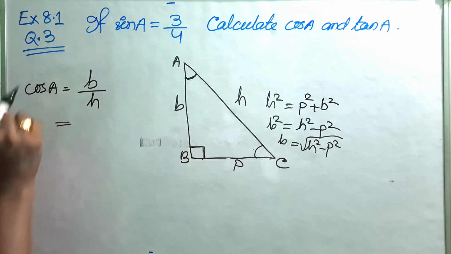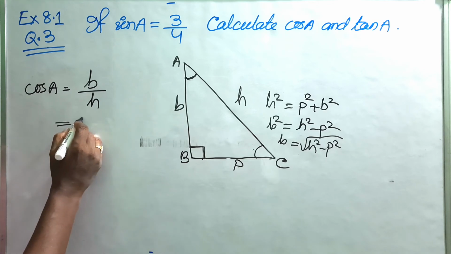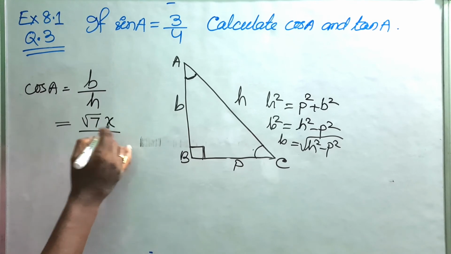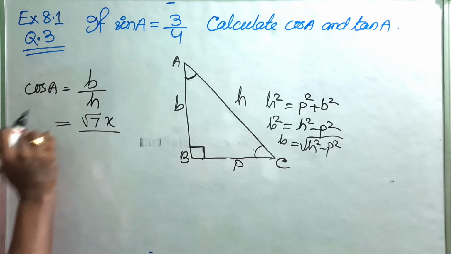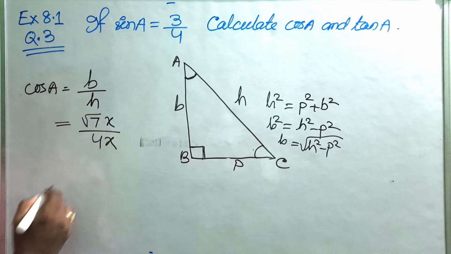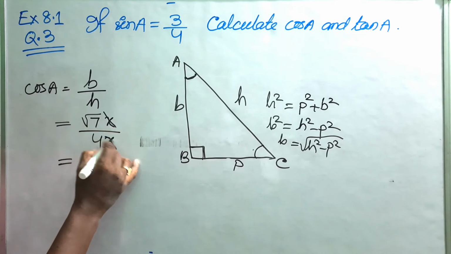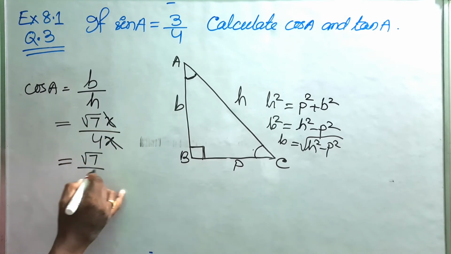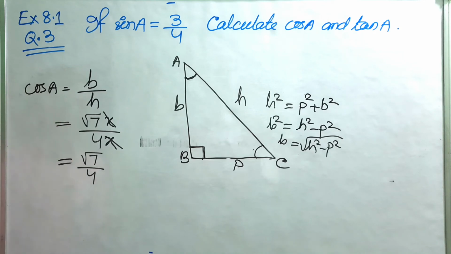Now cos A is equal to B by H. So this implies B is how much? What we have determined, root 7 x. B we have already written here. Now H is how much? 4x. So x will be cancelled, so this is root 7 by 4. So this is cos A.